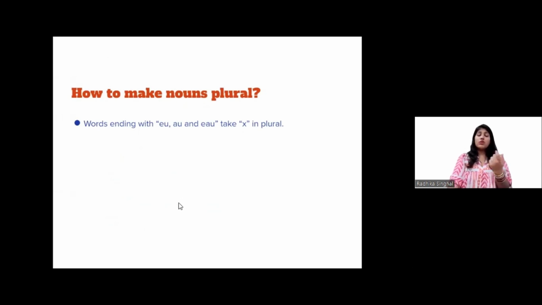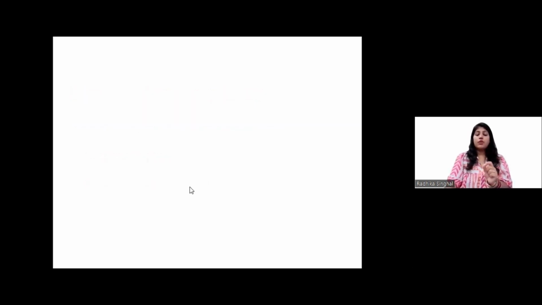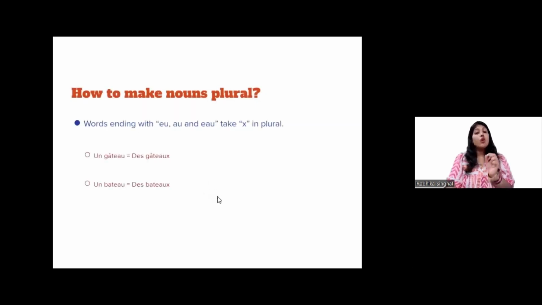Okay. So although the books clearly mention EU, AU and EAU, just for a general level of understanding, if any noun ends with U, you make its plural by adding an X. So as you can see, a gato, de gato, a bato, de bato.